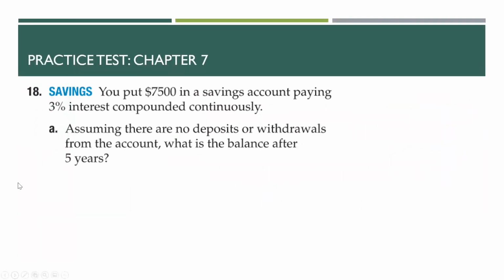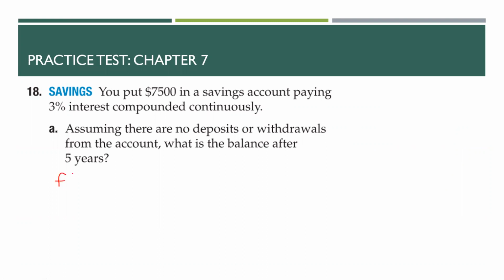So let's look at some of these. So number 18, you put $7,500 in a savings account, paying 3% interest compounded continuously. Assuming there are no deposits or withdrawals from the account, what is the balance after 5 years? Okay, so this is going to be exponential growth.